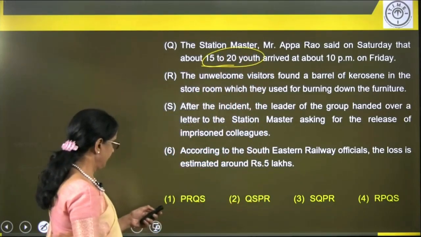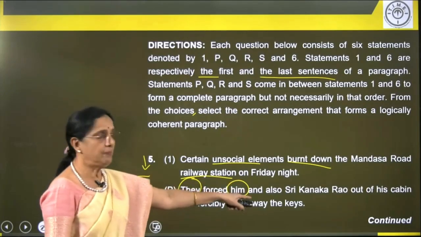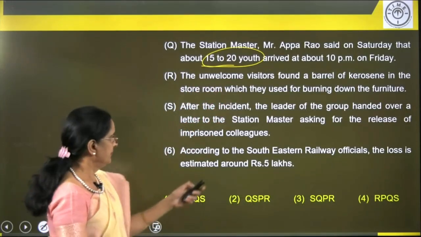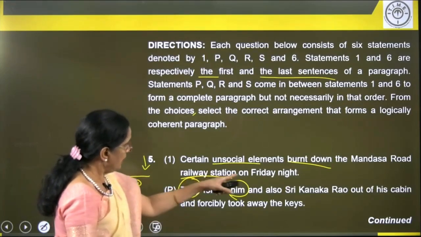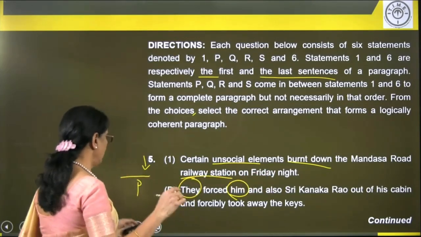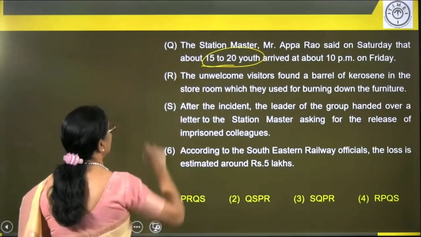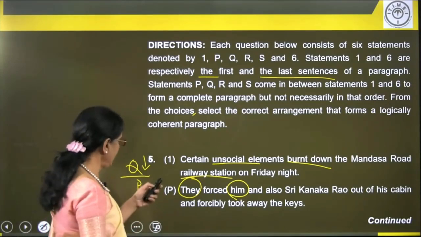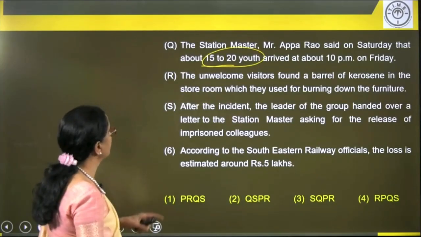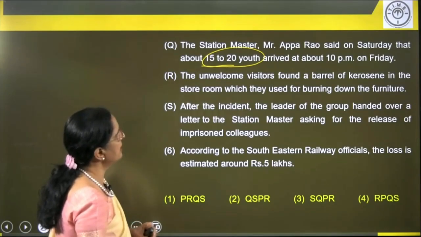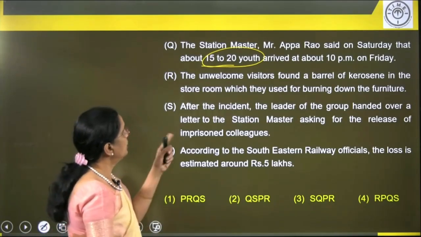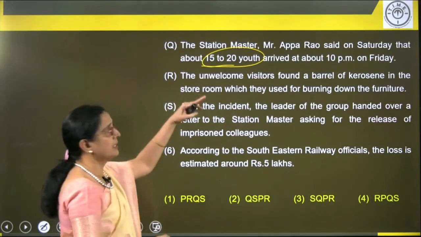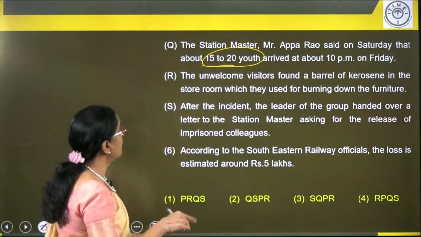Go back. They forced him. Who is him? The station master, Mr. Apparao. Right? And also Kanaka Rao. So, what do you say? Q. QP. Agree with me? Alright. QP is the combination. Then, the unwelcome visitors found a barrel of kerosene in the storeroom which they used for burning down the furniture. Alright. We cannot connect it to the previous part. After the incident.